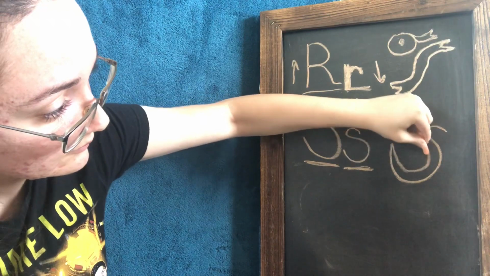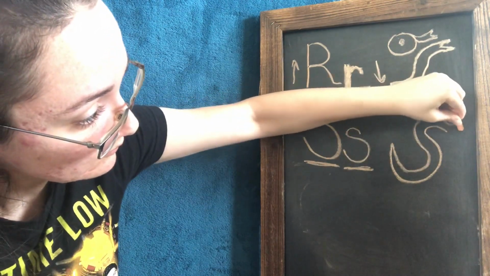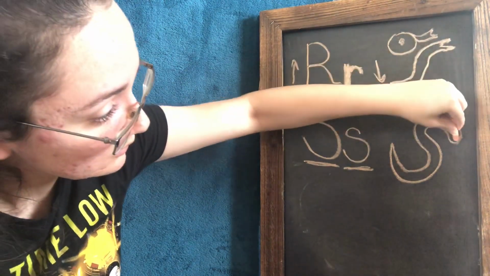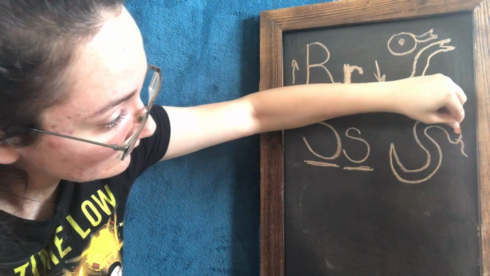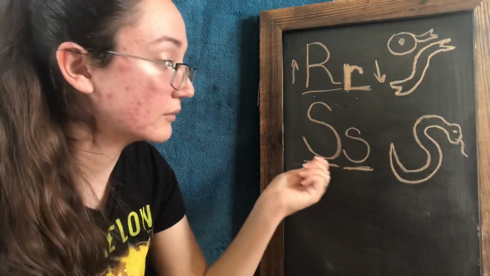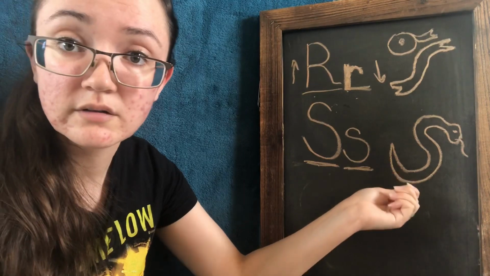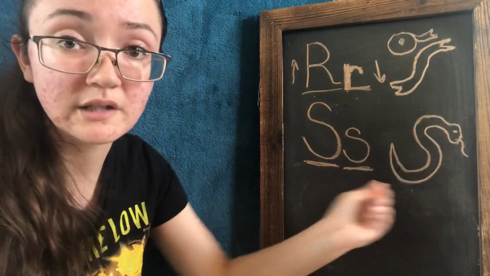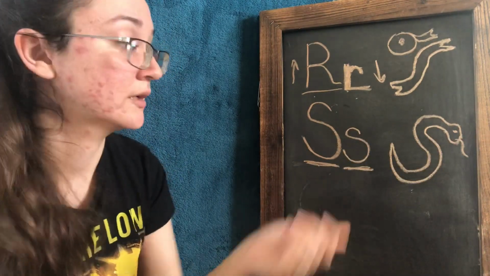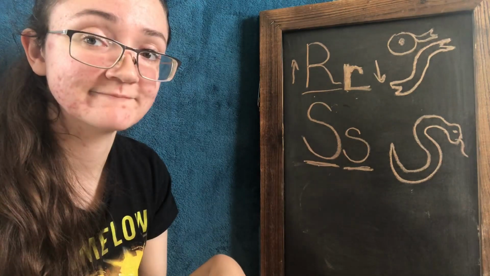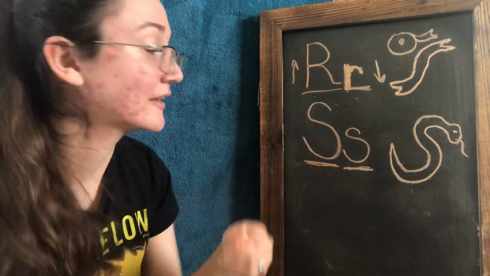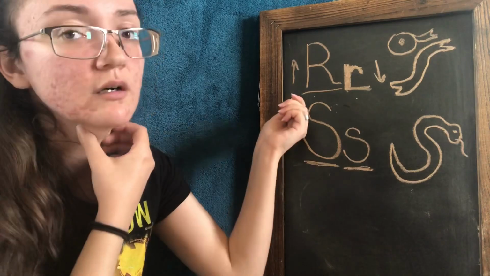So snake starts with S, and we could draw him like an S if we really wanted to. Give him a little head like that and a tongue. That's a snake. So S starts the word snake and looks like a snake. Okay? S. We have R, we have S.